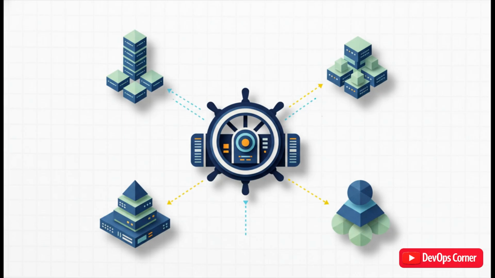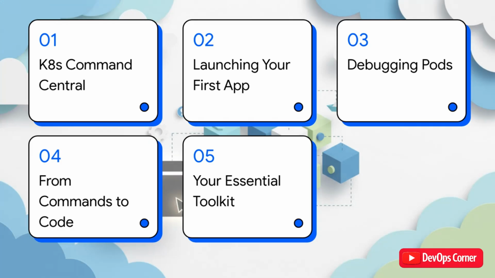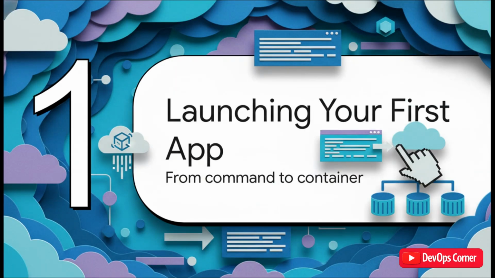You can think of it as your universal remote control, your mission control, for literally any Kubernetes cluster you ever need to work with. It's that essential. So here's what we're going to cover. We'll start with why Kubectl is your command central. Then we're going to get our hands dirty and launch our first application. After that, we'll see how to debug it like a pro when things inevitably go wrong. And finally, we'll talk about moving from these simple commands to the way the pros do it with code. Okay, let's just dive right in.